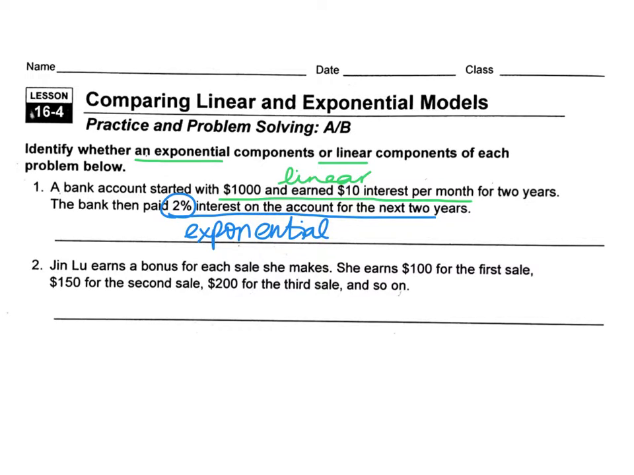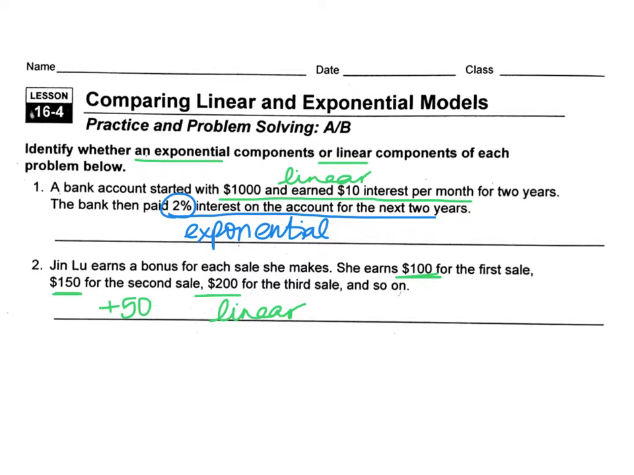All right, so the next one says, Jinlu earns a bonus for each sale she makes. She earns $100 for the first sale, $150 for the second sale, $200 for the third sale, and so on. So think about, is that an example of linear or exponential? I've started with 100 here, then 150, and then 200. So to me, that looks like we're adding 50 each time. And you all know when it's a pattern of addition or it's a constant rate, that's an example of linear.